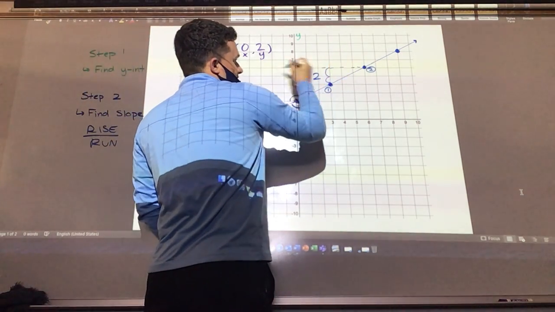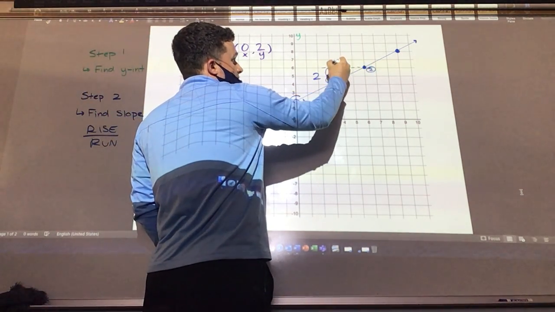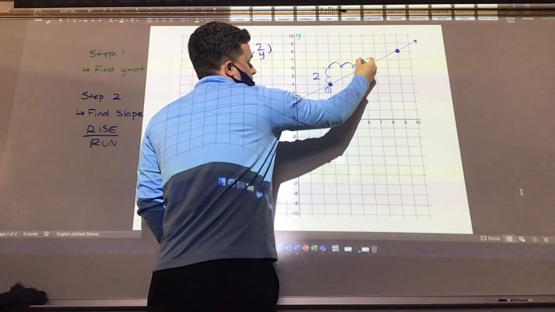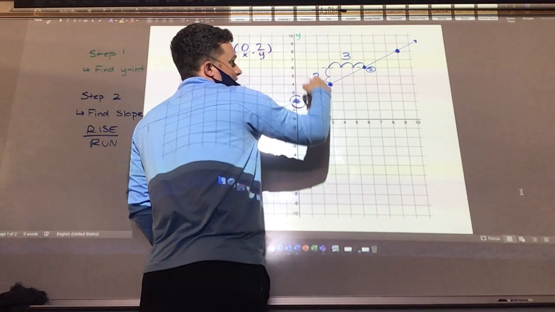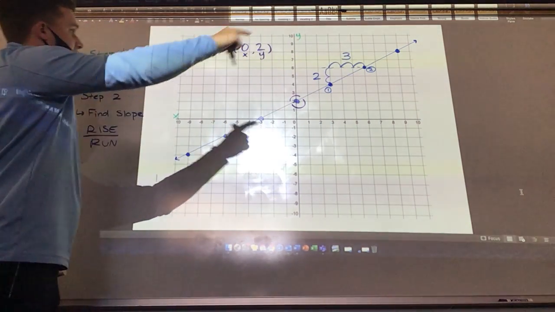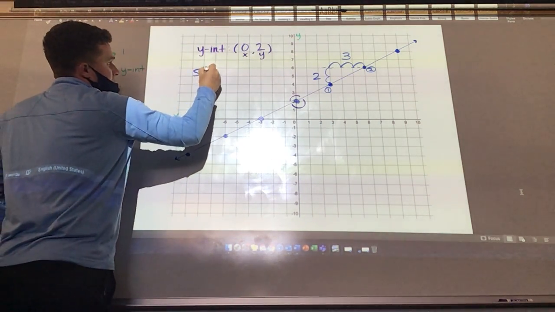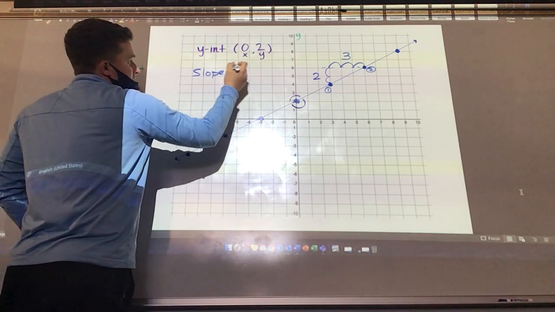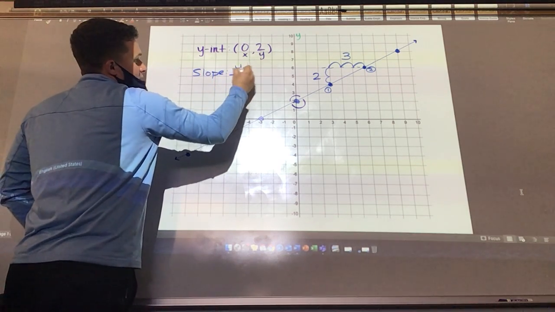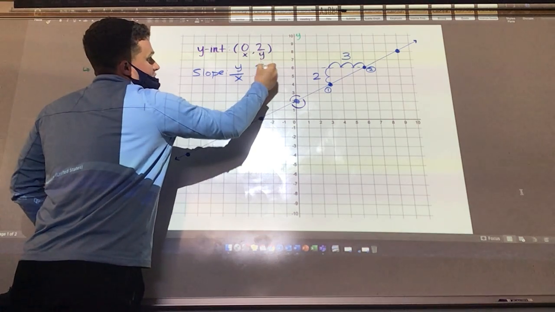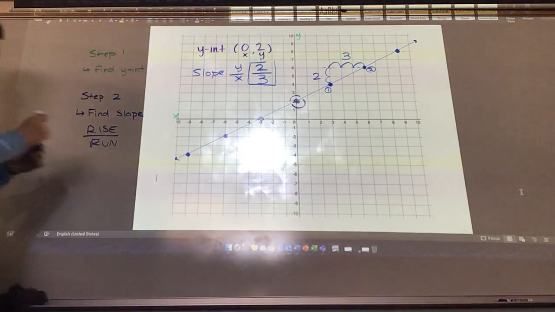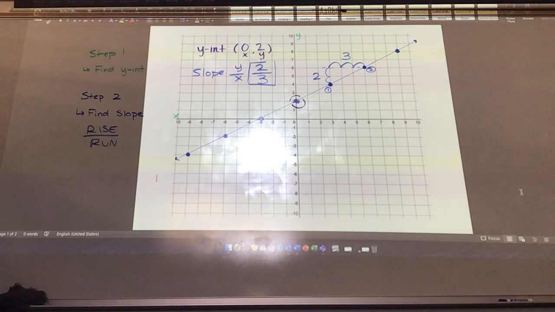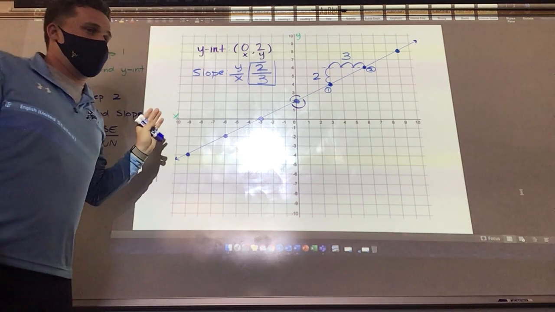I've got to move right or left. In this case, I'm moving right, which means it's positive. 1, 2, 3 spaces. Do we see how I got from this point to this point by going up 2 and right 3? Okay? So my slope, rise over run, or y over x, is going to be up 2, right 3. So I just found my y-intercept, and I found my slope by using the line on my paper.